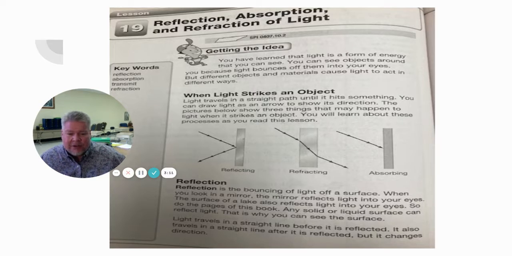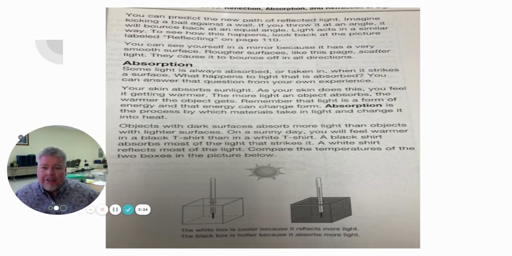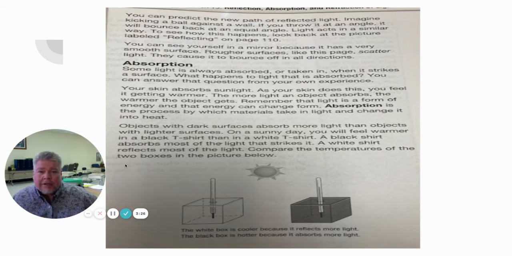Light travels in a straight line before it is reflected, but it also travels in a straight line after it is reflected, but it just changes direction. You can predict the new path of reflected light. Imagine kicking a ball against a wall. If you throw it at an angle, it will bounce back at an equal angle. Light acts in a similar way. To see how this happens, look back at the picture labeled Reflecting on page 110. We just looked at that.